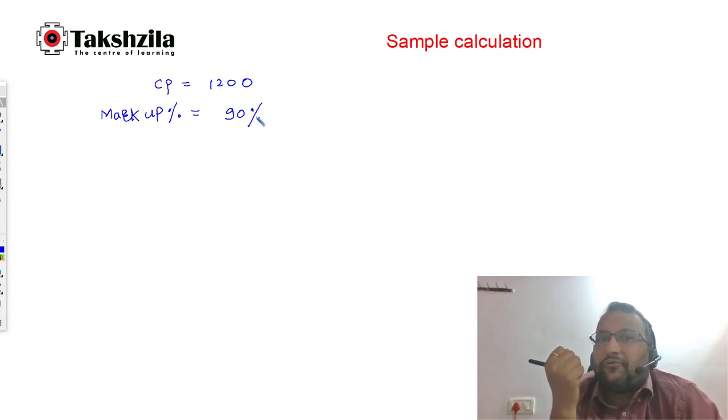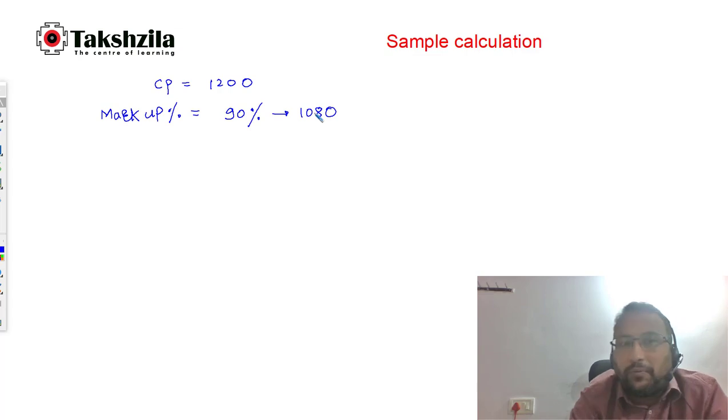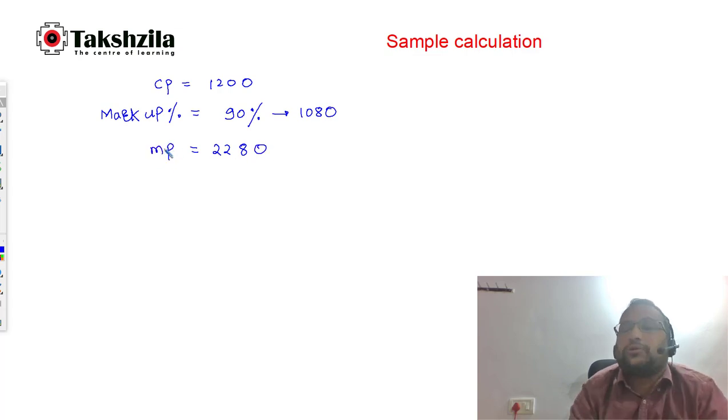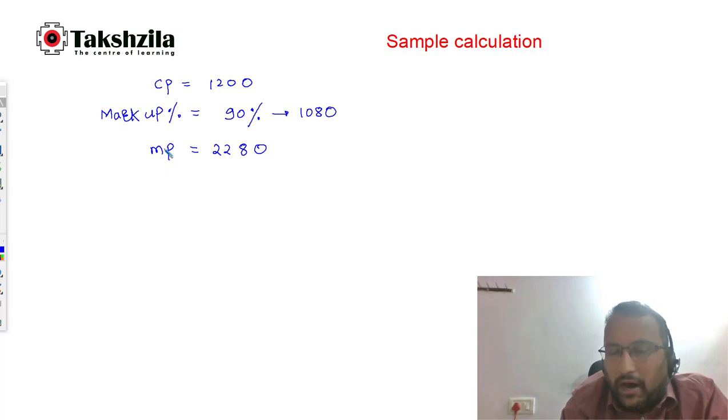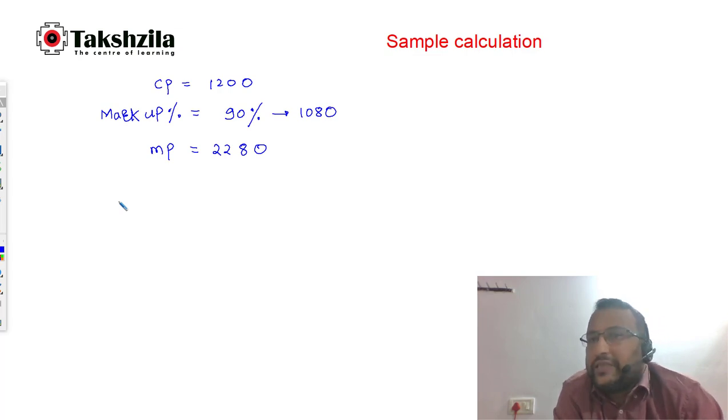The 90% of 1200 is how much? 10% is 120, into 9, that is equal to 1080. So the shopkeeper is going to increase the cost price by 1080. So 1200 plus 1080, this addition is 2280. This is called the mark price. This is the increased cost price, which is nothing but the mark price. If the shopkeeper doesn't offer any discount, then the mark price becomes the selling price.